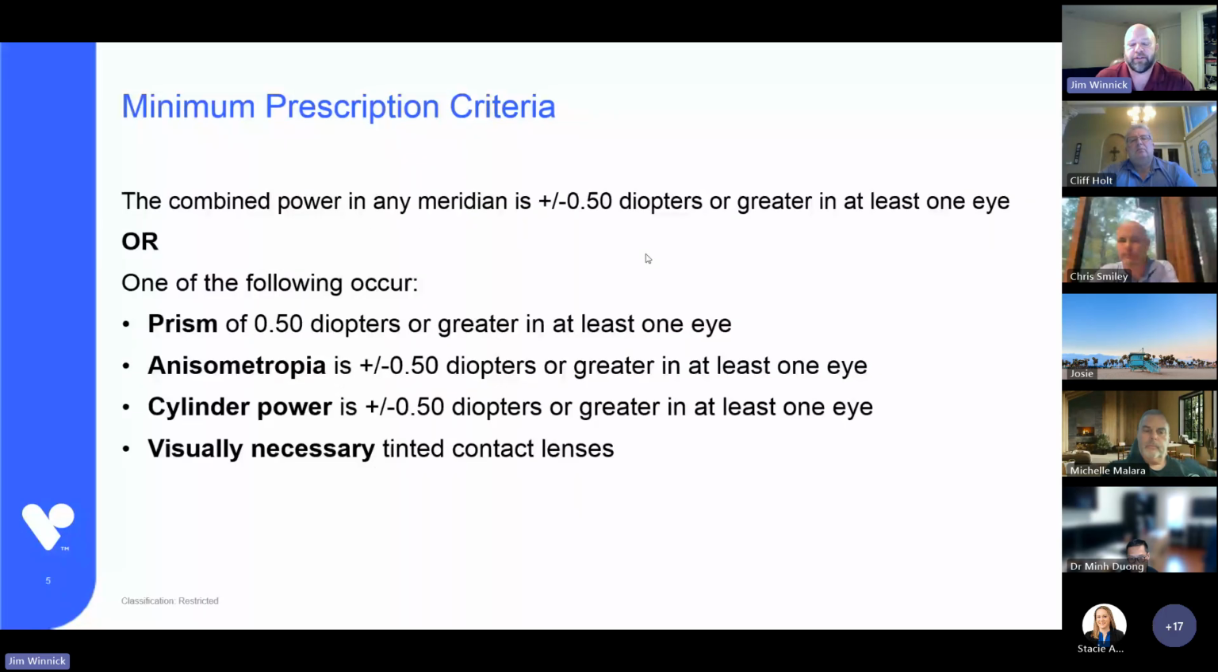Power requirements. Classic VSP: plus or minus half a diopter in at least one eye, or one of the following: prism, anisometropia, cylinder. Some visually necessary tinted lenses do not require a prescription. We'll hit that in that section. But in general, plano cosmetic color lenses are not an acceptable lens for the VSP contact lens program. So the magic half a diopter in some form or another.